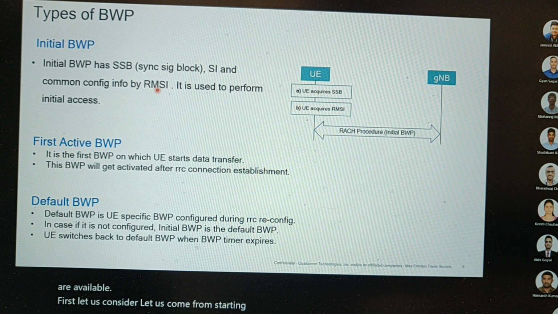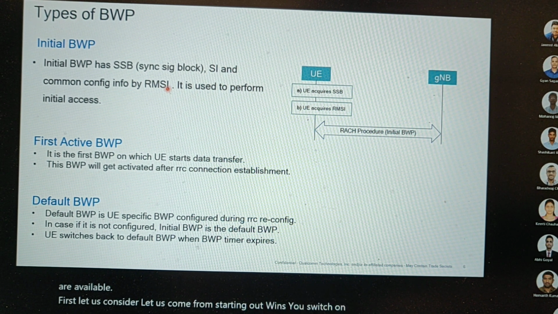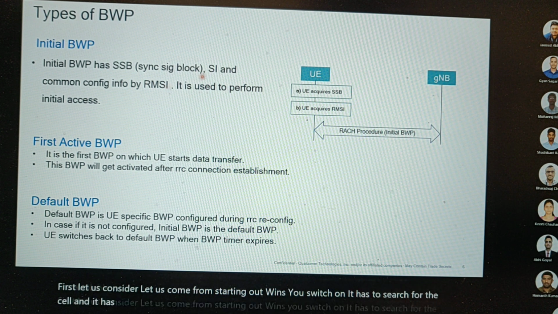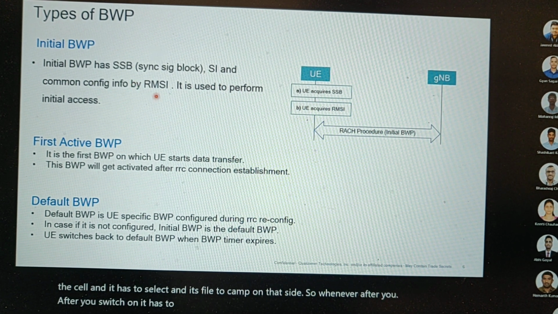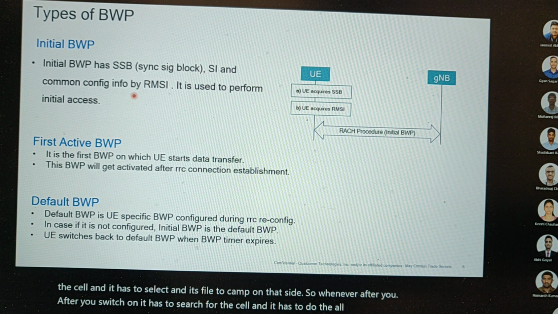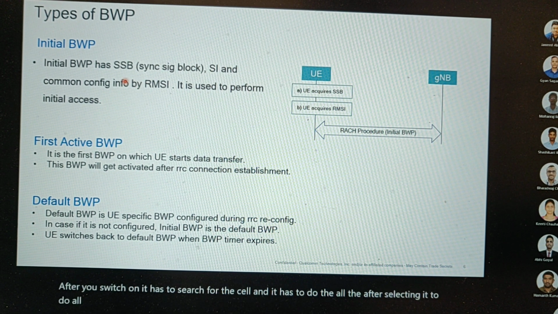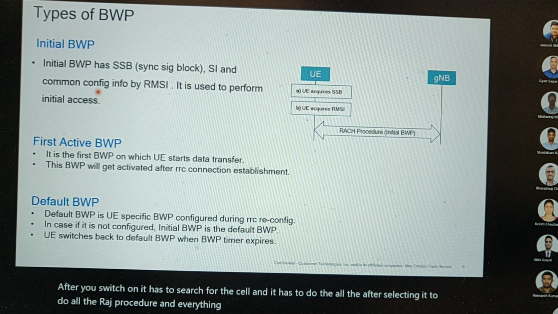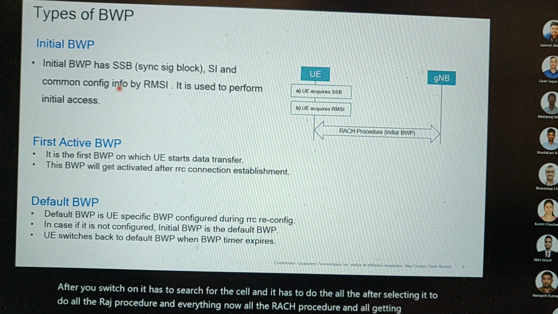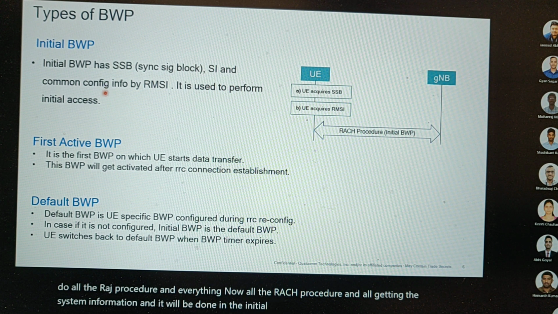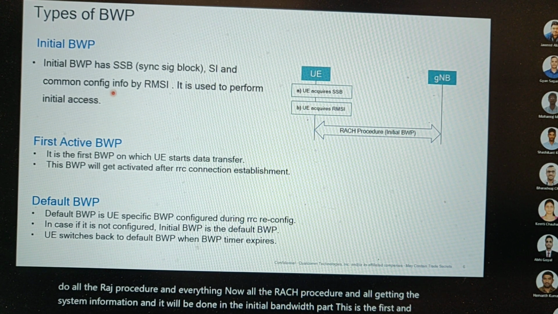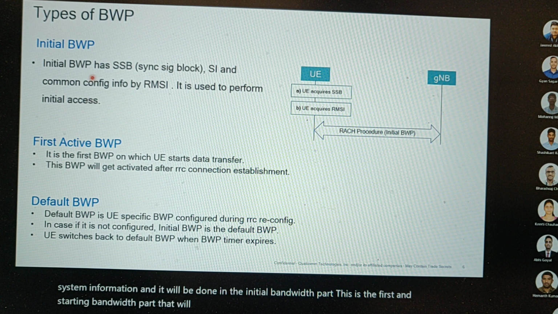When the UE switches on, it has to search for the cell and select a cell to camp on. After selecting, it has to do the RACH procedure and everything, and get the system information. All of that is done in the initial bandwidth part. This is the first and starting bandwidth part that will be allocated to the UE.